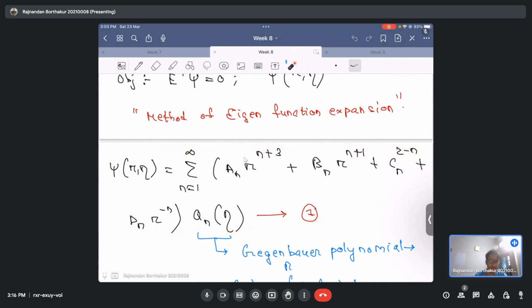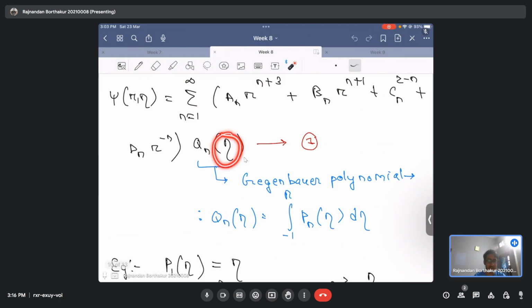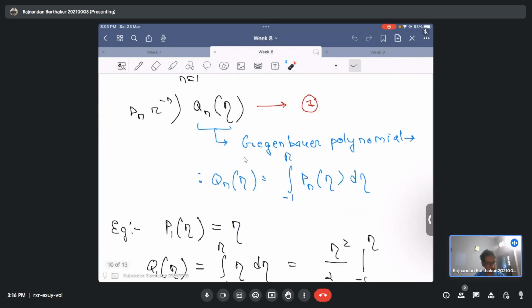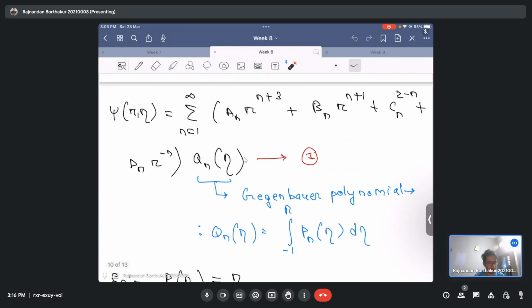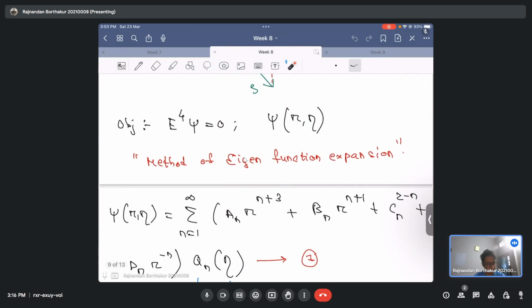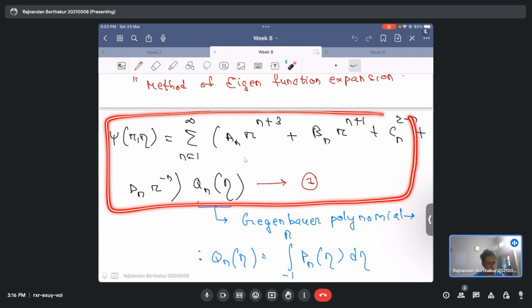So as you can see, it's a series solution consisting of a function of r and a function of theta, and I said that this theta is now replaced as a new variable eta, which is basically cos of theta. So I said that eta is nothing but the cosine of theta, and these qn's are known as the Gegenbauer polynomials, which are obtained from the Legendre polynomials. Okay, and they are related to the Legendre polynomials in this form. So I said that if psi satisfies this equation, then the solution of psi can be expressed in this form given by equation 1.